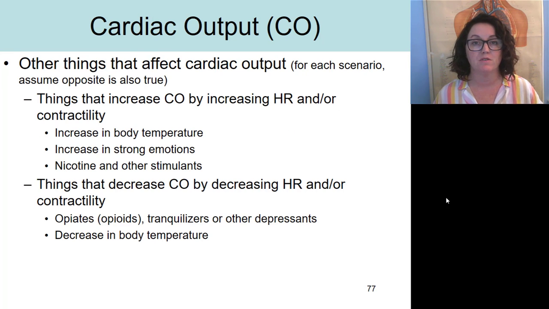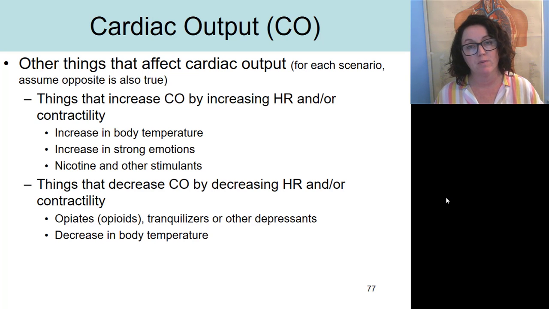Here we're going to look at some things that affect heart rate and contractility and therefore cardiac output that we haven't really talked about yet. So first, let's take a look at things that can increase cardiac output by increasing heart rate and/or contractility. This includes an increase in body temperature, an increase in strong emotions, like very angry, for example, will increase heart rate, contractility, and cardiac output. And then there's drugs that can increase these things. So like nicotine, caffeine, and other drugs that act as stimulants will increase heart rate, contractility, and cardiac output.